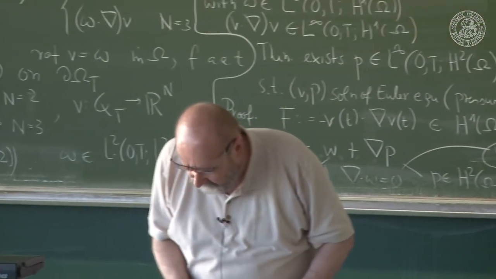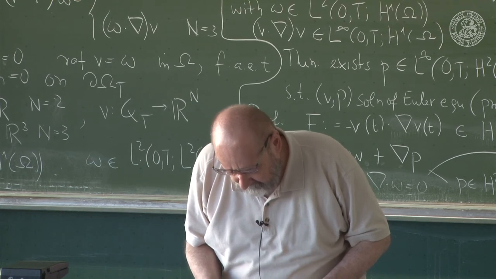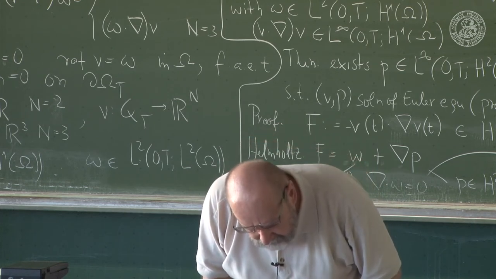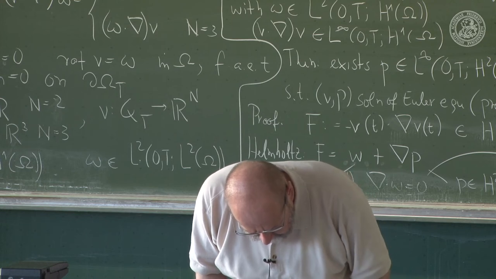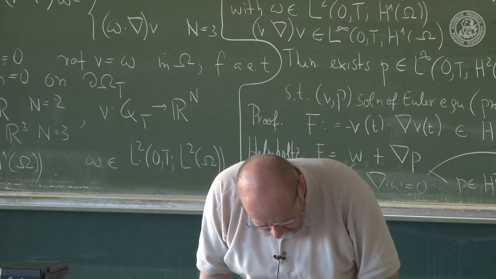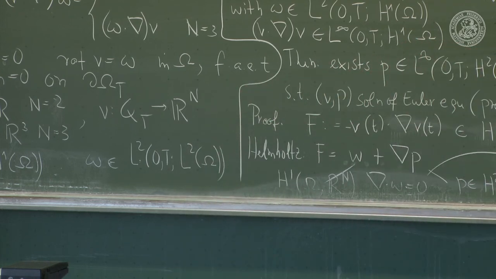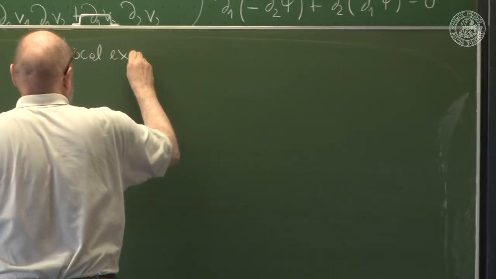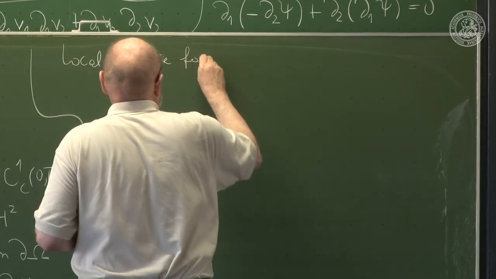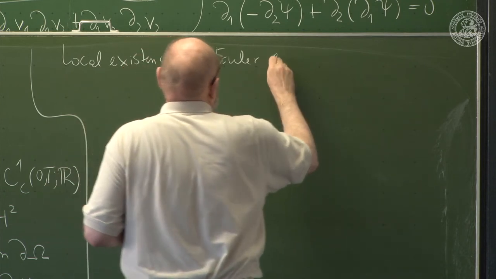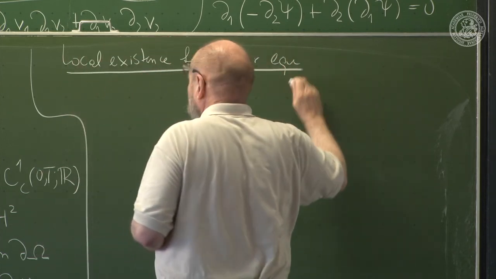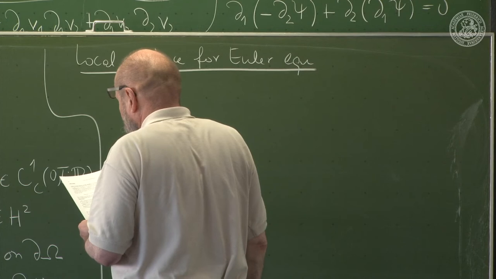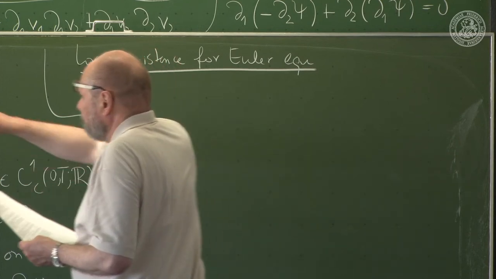Maybe I skip these considerations of the conservation quantities and come directly to the existence proof. I can only sketch it a little bit. So our final theorem on that is now local existence for the Euler equation. We know that in some sense these two formulations are equivalent under certain regularities at least, and we are now going to show a local existence for this vorticity formulation.